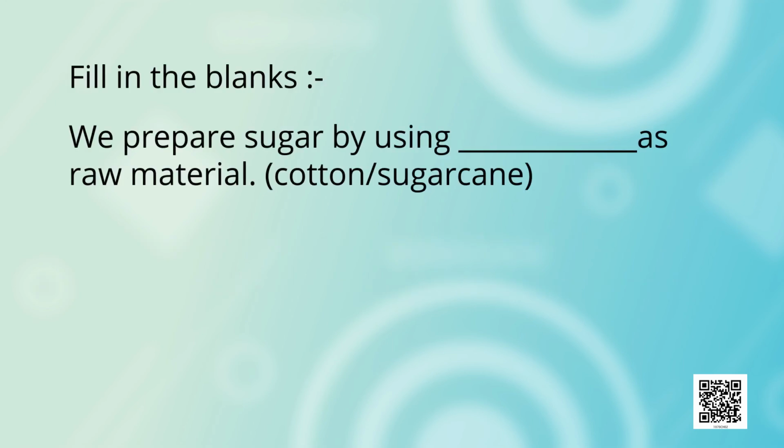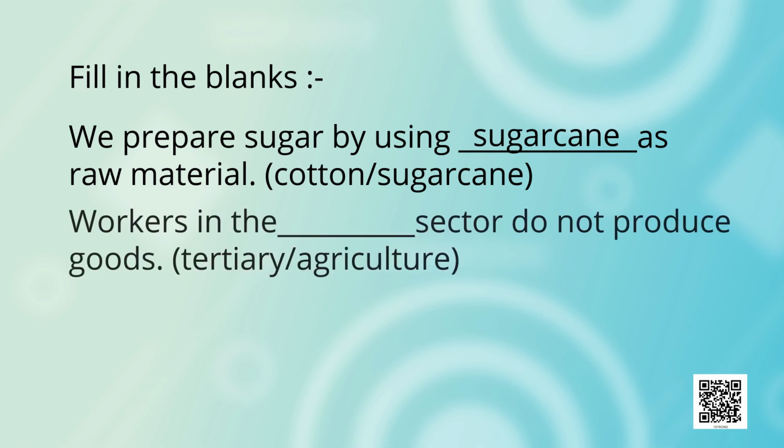Number 1. We prepare sugar by using dash as raw material. Your options are cotton or sugarcane. Yes, sugarcane. Right. Now look at the second sentence. Workers in the dash sector do not produce goods. Is it tertiary or agricultural sector? Yes, tertiary sector. Workers in the tertiary sector do not produce goods.